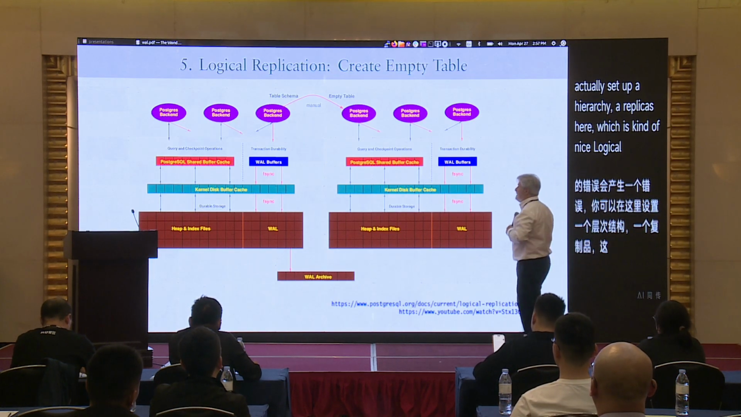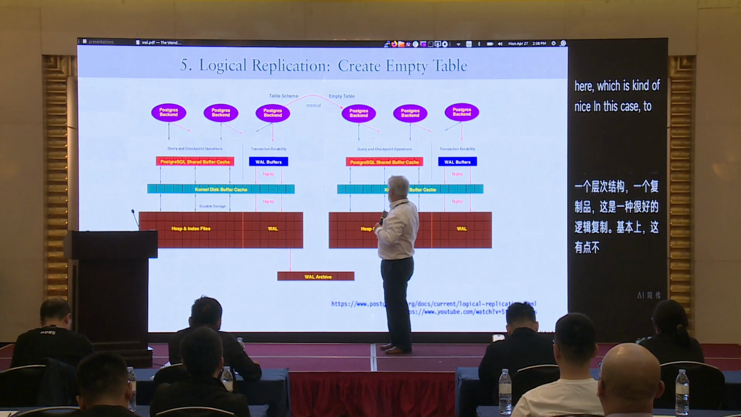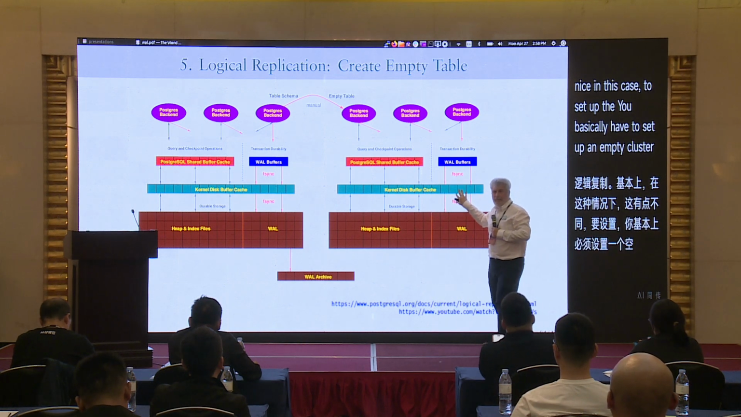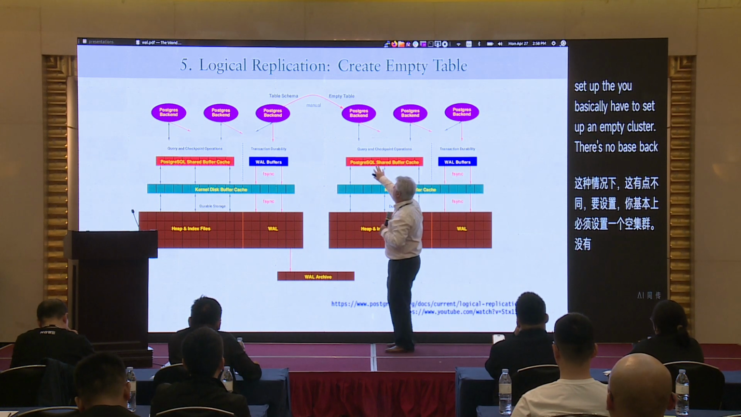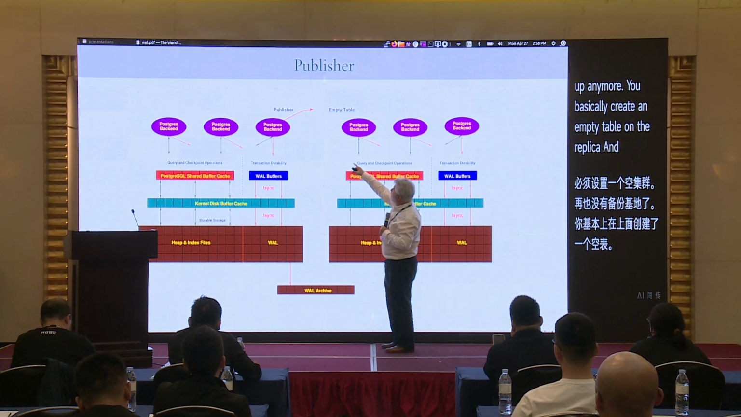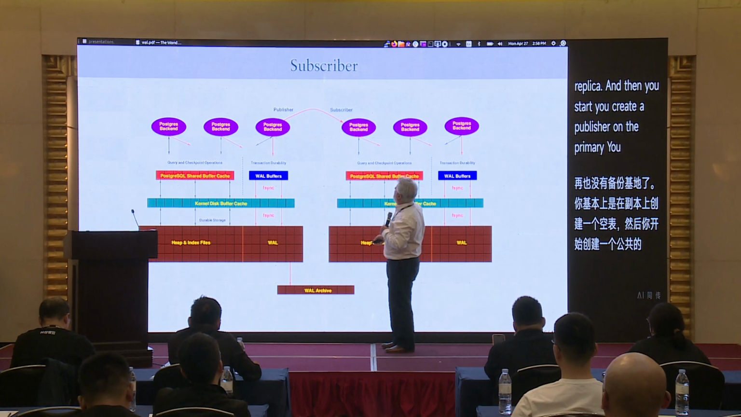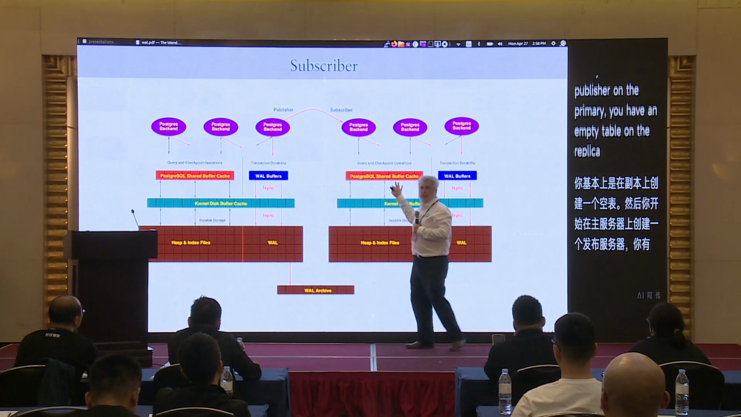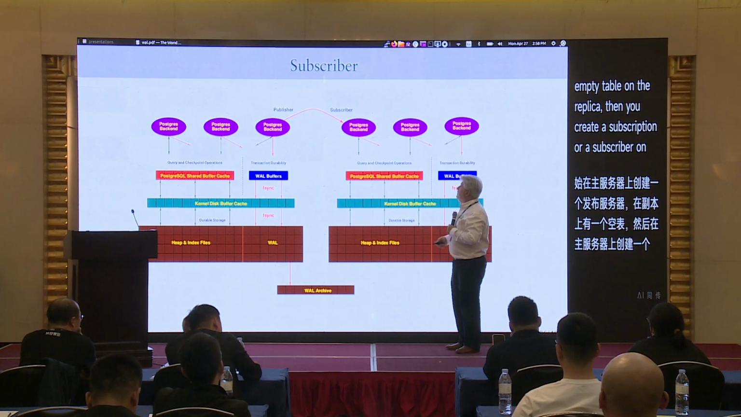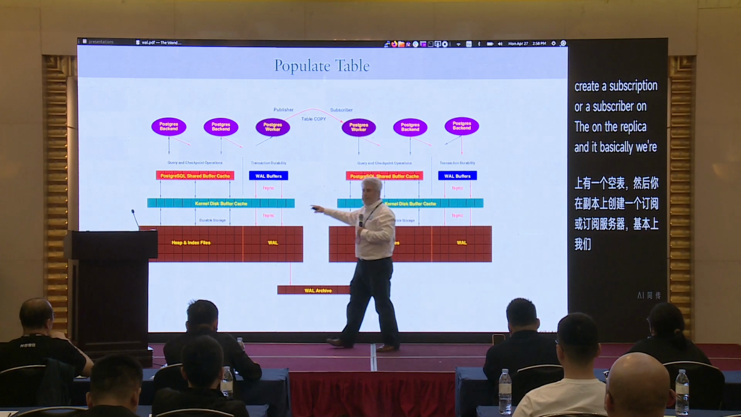Logical replication is a little different. In this case, to set up, you basically have to set up an empty cluster. There's no base backup anymore. You create an empty table on the replica, and then you create a publisher on the primary. Then you create a subscription, or a subscriber, on the replica, and it will basically copy the data, not pg_basebackup.